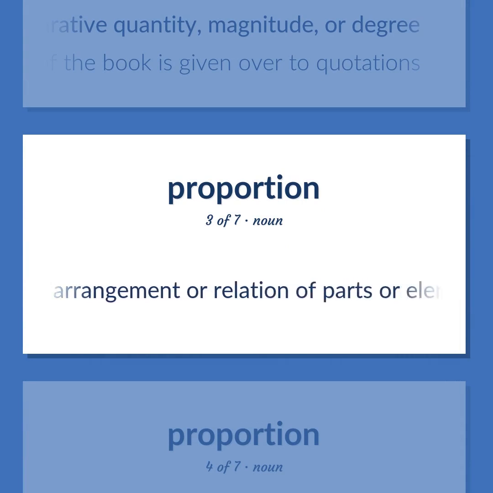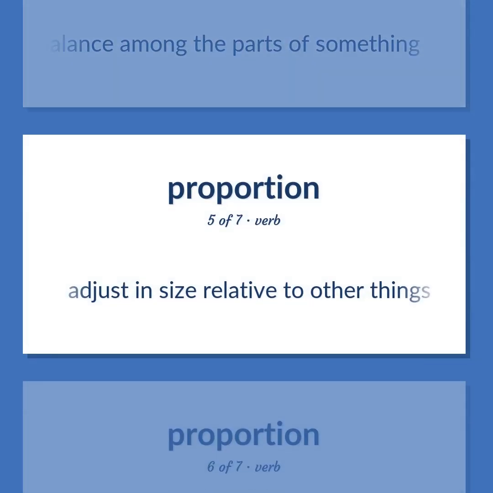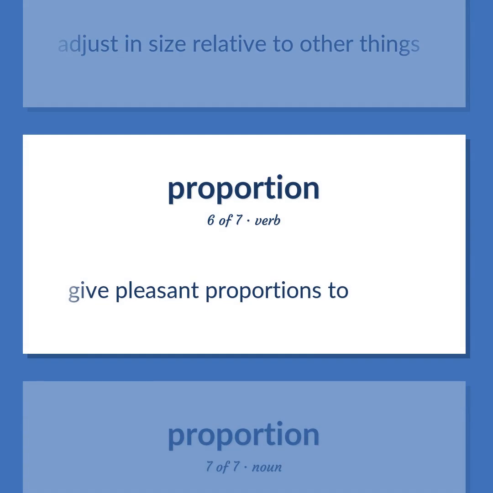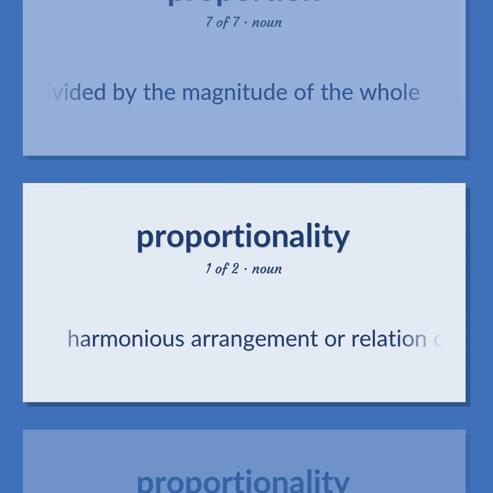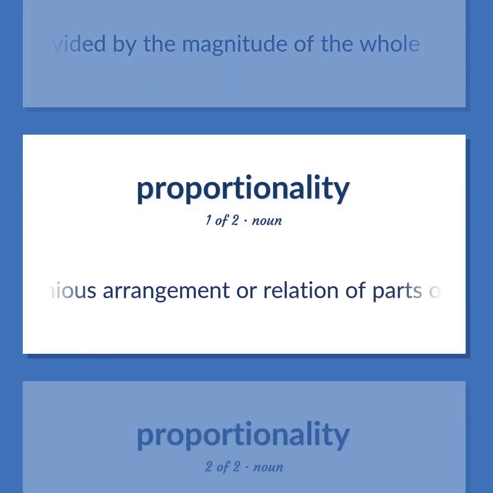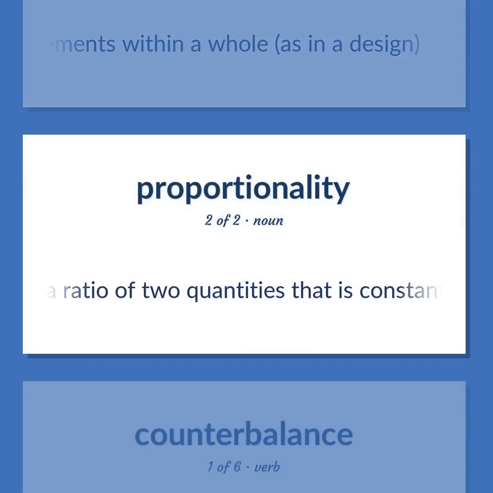Harmonious arrangement or relation of parts or elements within a whole, as in a design. Balance among the parts of something. Adjust in size relative to other things. Give pleasant proportions to. The quotient obtained when the magnitude of a part is divided by the magnitude of the whole. A ratio of two quantities that is constant.